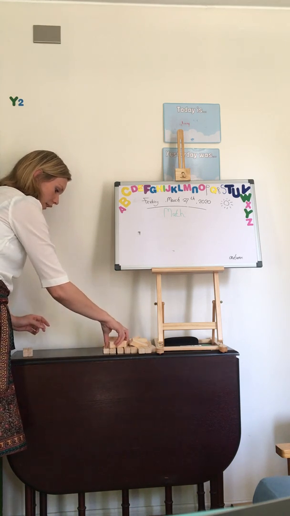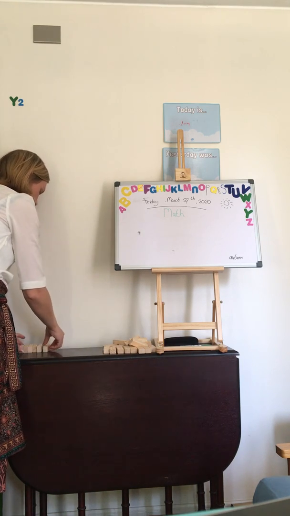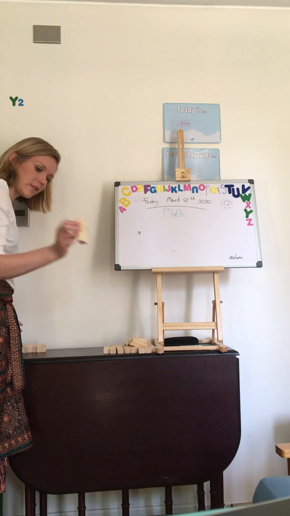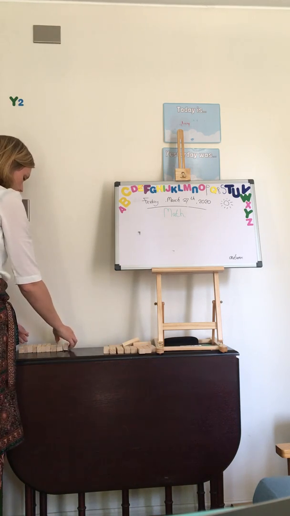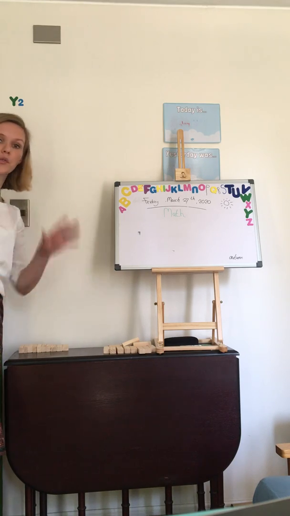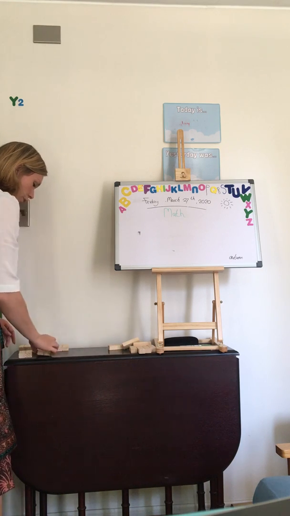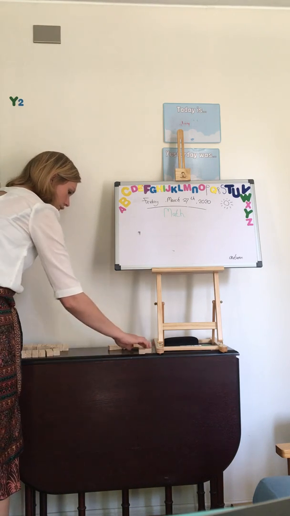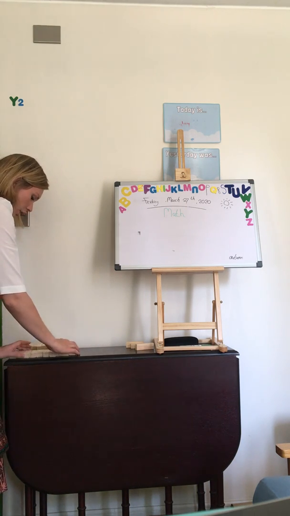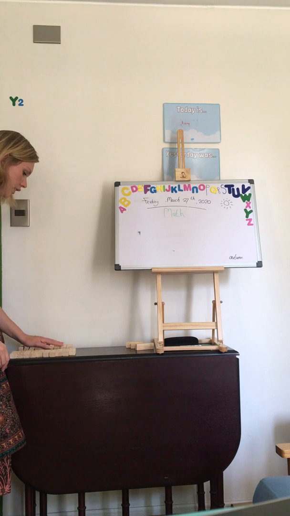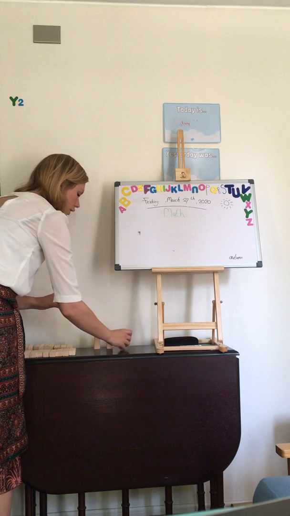2, 4, help me please. 6, 8, and 10. So that is one group of 10 blocks. Now another group. 2, 4, 6, 8, 10. So I have two groups of 10 blocks. And then I have 3 blocks left.